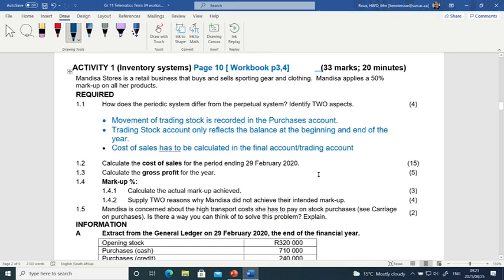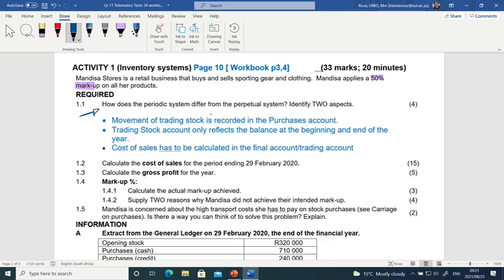Mandisa Stores is a retail business that buys and sells sporting gear and clothing. Please remember to read that first sentence, because here they give us information. Mandisa applies a 50% markup on all their products. First question, a theory question.